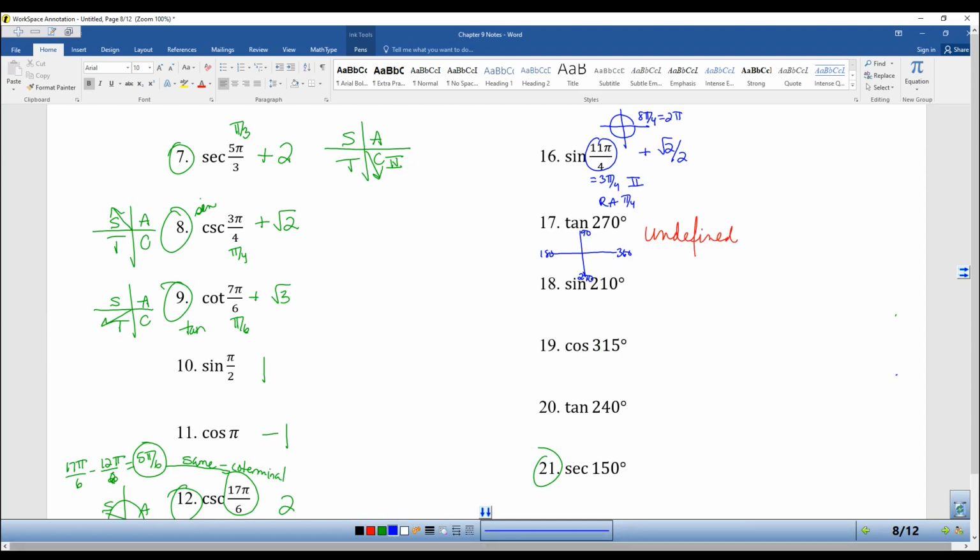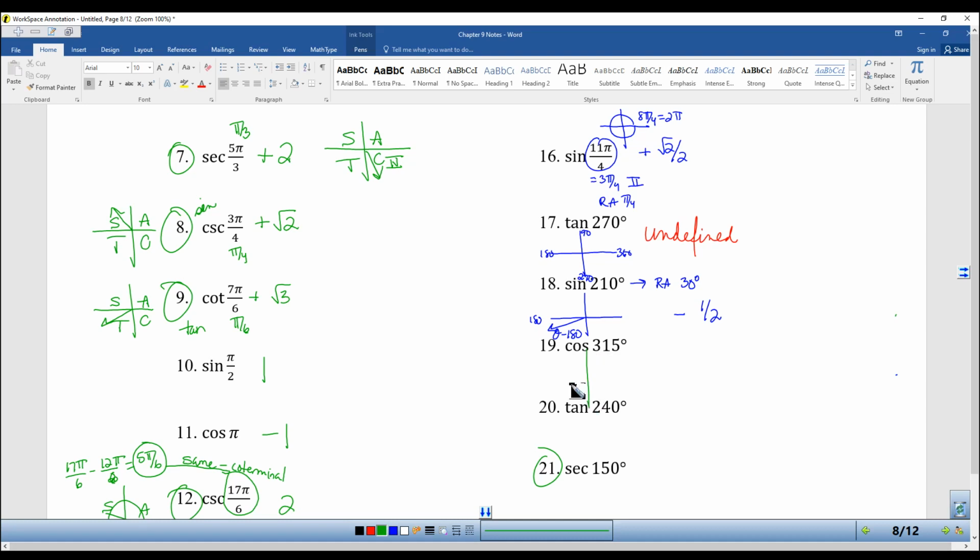Sine of 210. So 210 is going to put us in quadrant 3. And the rule for finding the reference angle in quadrant 3 is the angle minus 180. So I subtract 180 and I have a reference angle of 30. Sine of 30 is the same as sine of pi 6, which is 1/2. But we're in quadrant 3, and sine is negative in quadrant 3.